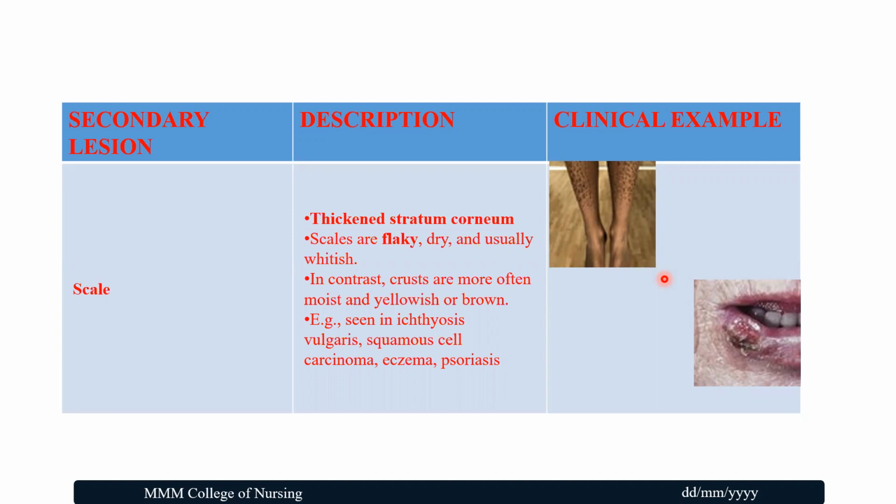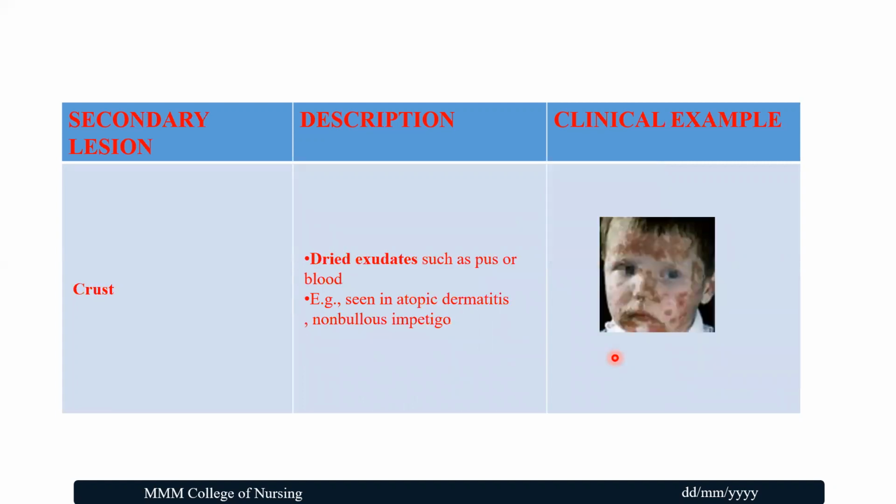For example, it's seen in ichthyosis vulgaris. This is the ichthyosis vulgaris, and this is a typical example of squamous cell carcinoma. And you can also find the scales in eczema and psoriasis.